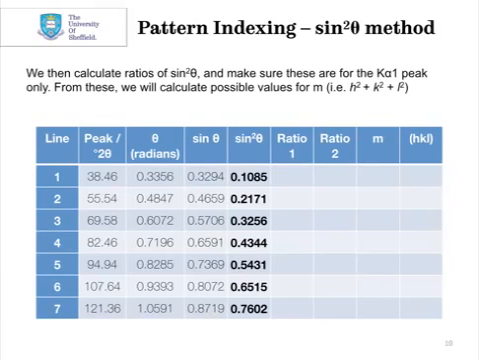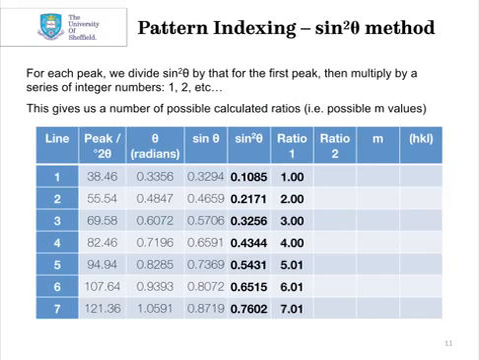We can then also square those values, so just multiply 0.3294 by itself, and that will give us a sine squared theta value of 0.1085. So that's our sine squared theta value for peak 1, and so on. We then take the ratio of all the sine squared theta values compared against the first peak. Actually, you can pick any peak, but I tend to always work from peak 1.